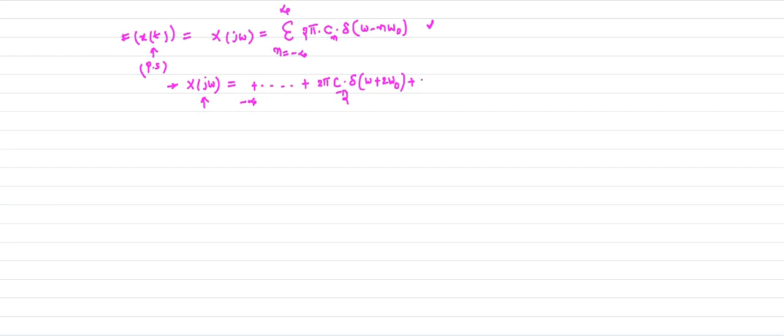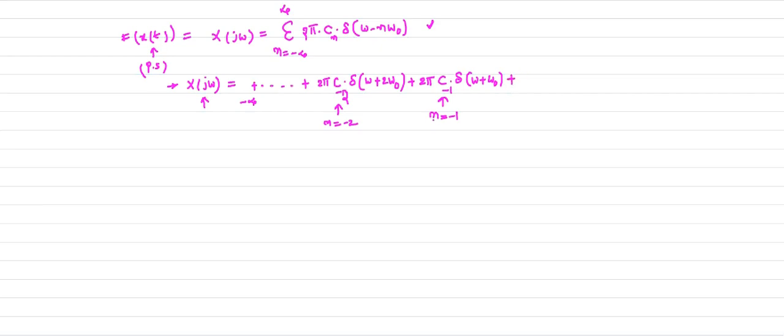So n equal to minus 1. What is n equal to minus 1? I just substitute the values of n from minus infinity to plus infinity. Here n equal to minus 2: this is the sample corresponding to n equal to minus 2. Now what is the next sample? n equal to minus 1, so 2 pi into C minus 1, which is delta of omega plus omega naught. This is the sample corresponding to n equal to minus 1. You just observe, there is an important conclusion from this result.